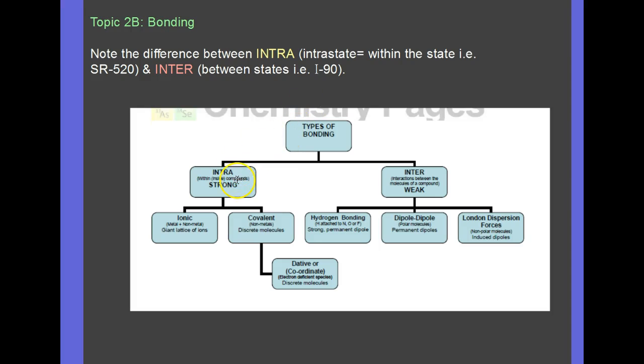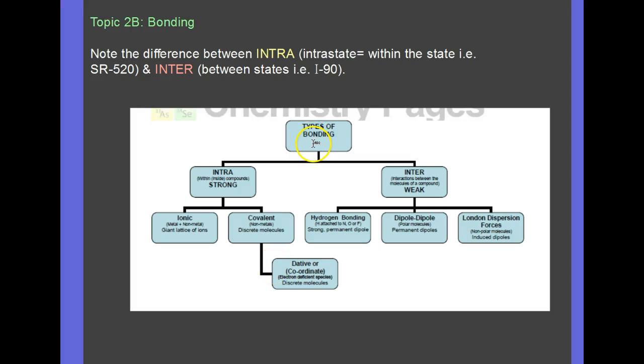So types of bonding, there's intra, so that is within the compound. Clearly, those are really strong bonds, and you would have ionic bonds or covalent bonds. And from the covalent bonds, you could have dative or coordinate bonds.